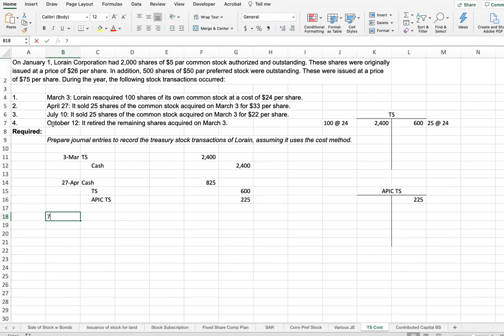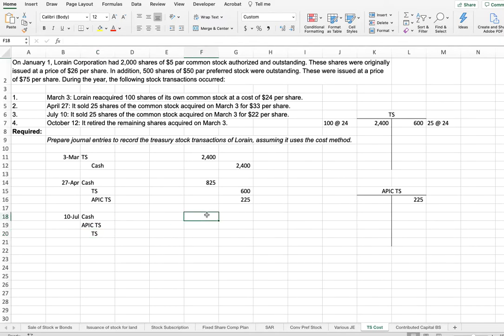Then we have July 10th. We sold 25 shares of that common stock that we acquired on March 3rd for $22 per share. So this time it's for less than we purchased it for. And because we have this additional paid in capital account, we can pull it from here, that like loss in a sense. So we're going to debit cash, and we're also going to debit that additional paid in capital treasury stock, and we will still credit treasury stock like we did in the previous transaction.